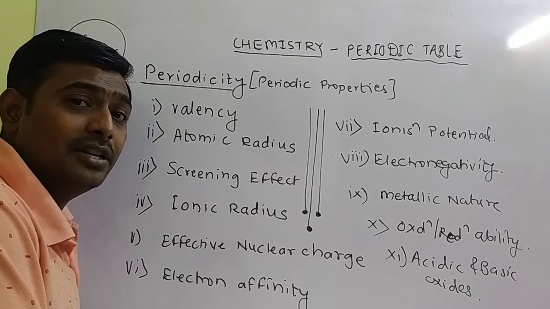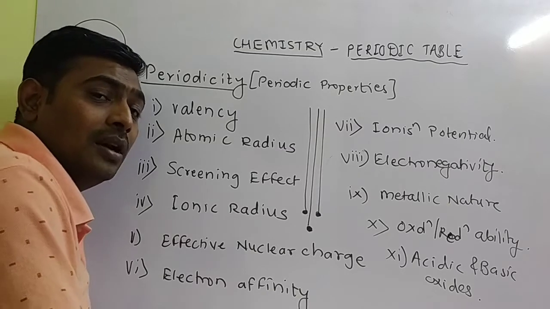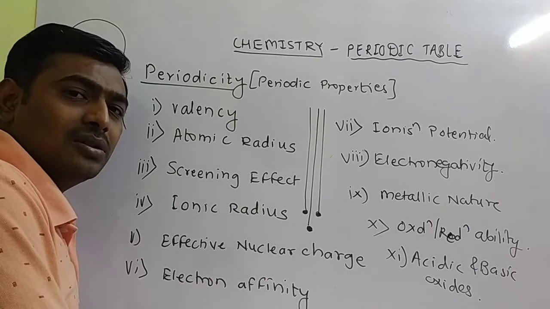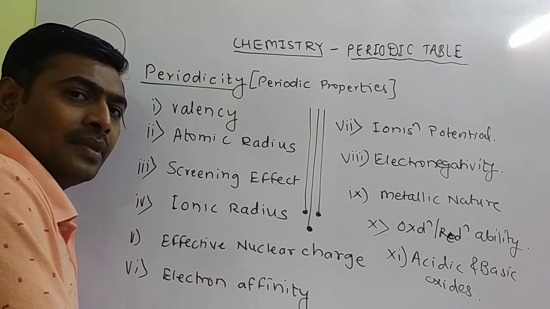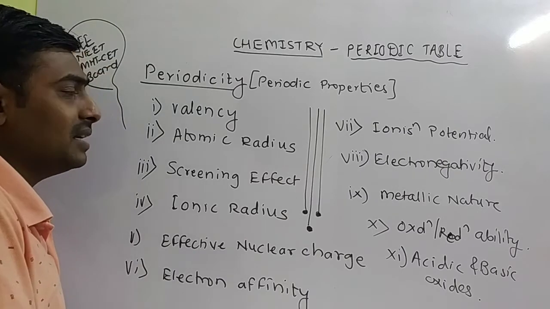Elements are arranged according to their physical and chemical properties. Vertical groups and horizontal periods containing elements show a relation between their physical and chemical properties. So we will discuss that one by one.